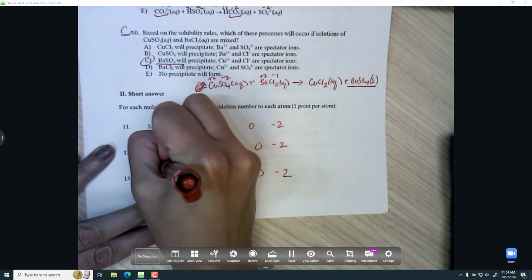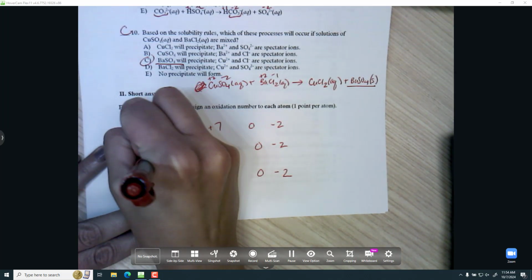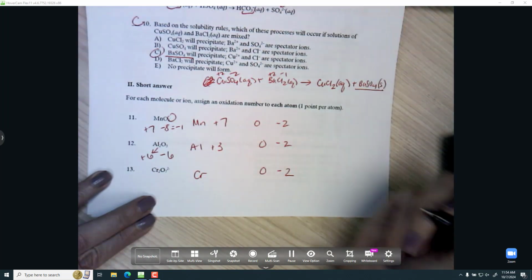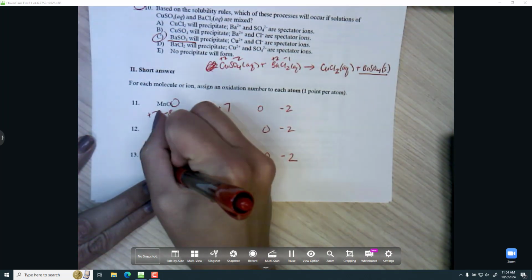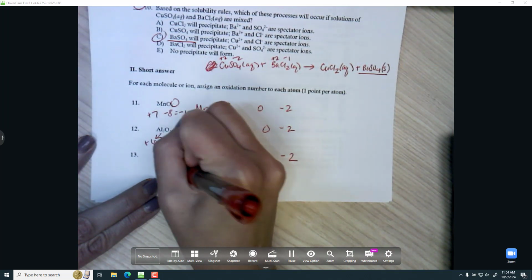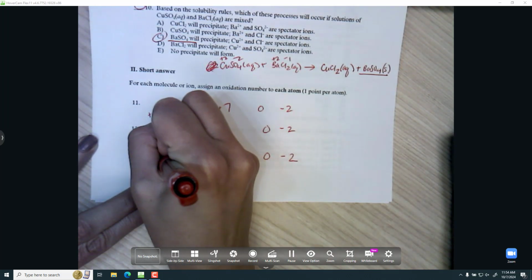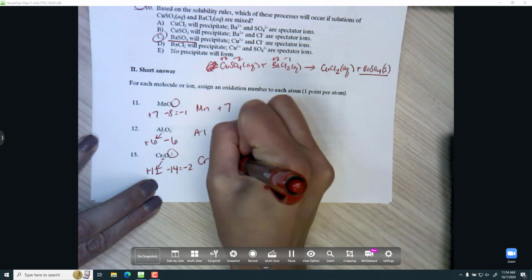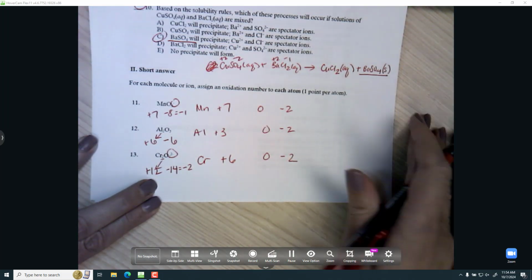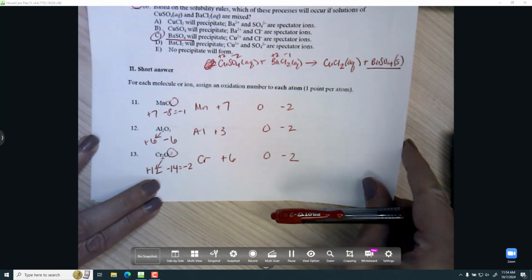Here we have -6, 3 times -2, which means the aluminum must be +6. Since there are 2 of them, it gets split in half and they're +3 each. Here I have 7 oxygens, so -14, and it has to add up to -2, which means it's +12. Again, there's 2, so I split that up and I get +6 each.